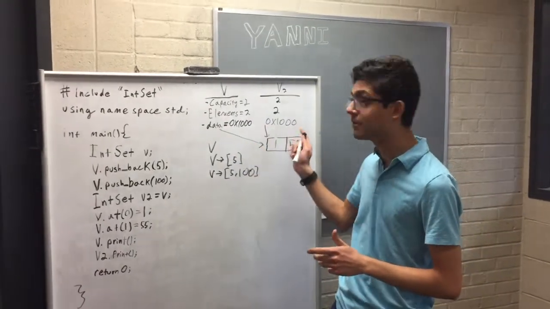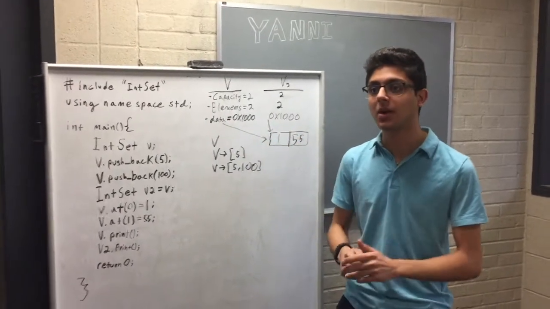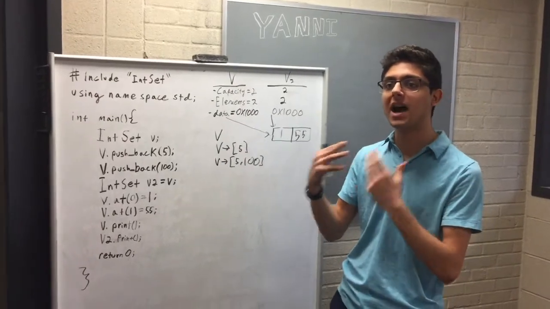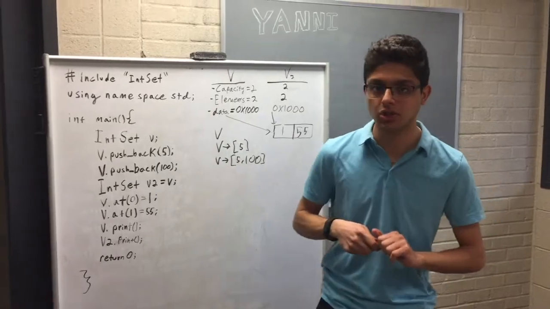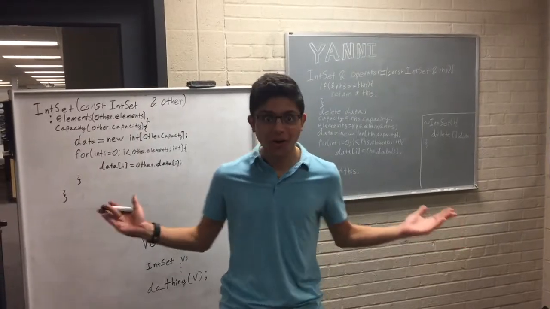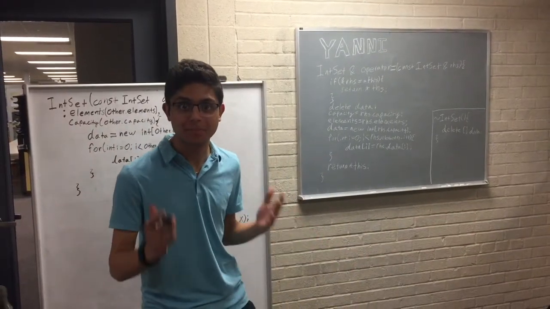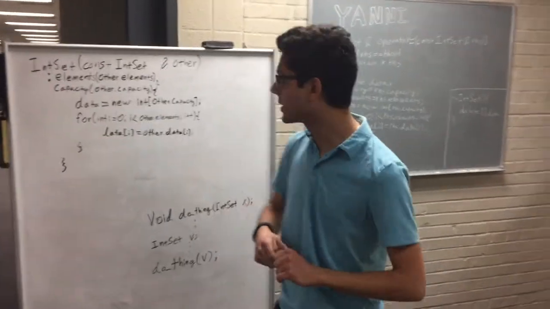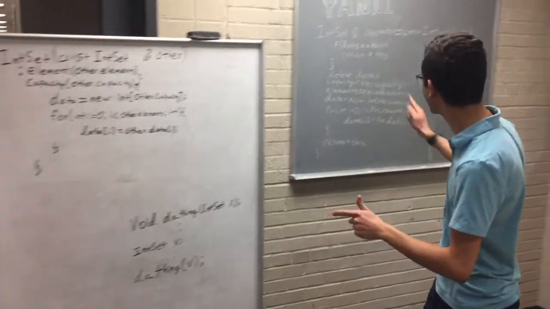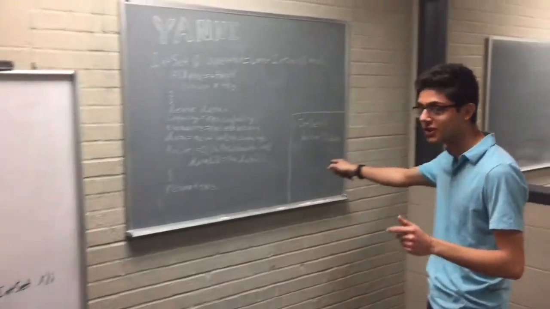We don't want to just copy pointers. We want to be copying what the pointers are pointing to. That's the solution to this problem. And here we are, the solution to the deep copy problem. And what is it? It's the big three. And the big three are the copy constructor, the overloaded assignment operator, and the destructor.